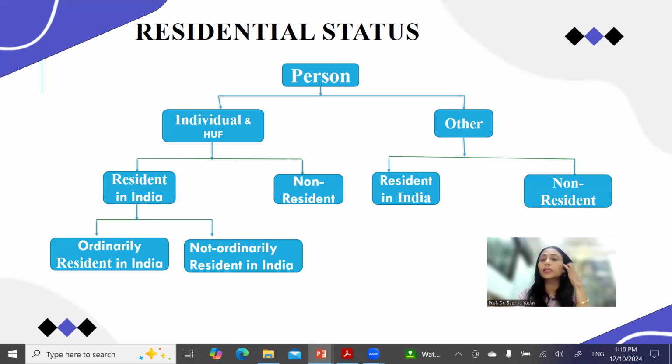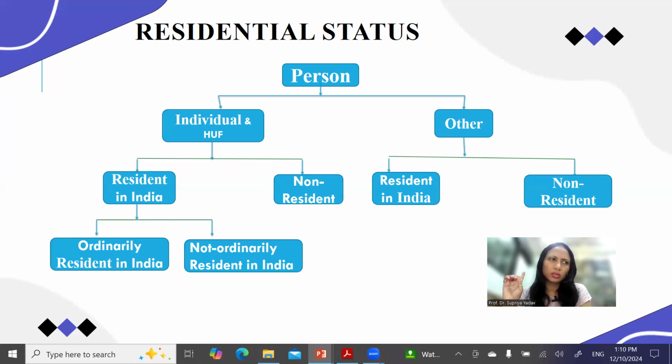How are we going to decide the residential status? It depends on their main office, where the registered main office or the head office of that company or BOI or AOP or the artificial juridical person is. That country is considered as the place of residence. So suppose the head office of Mumbai University is at Churchgate.